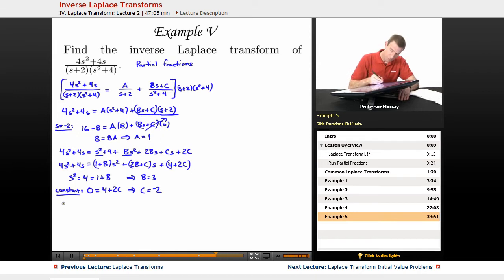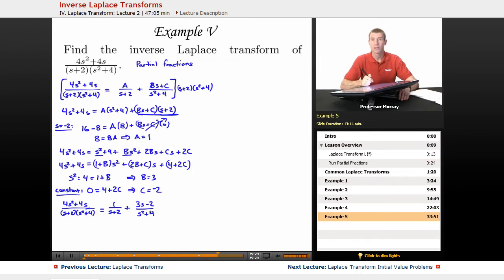And so I can complete my partial fraction expansion: 4s squared plus 4s over s plus 2 times s squared plus 4 is equal to, it was a over s plus 2, that's reading up here, and my a was 1, so 1 over s plus 2, plus bs plus c, reading here. My b is 3, so 3s minus 2, c is negative 2, and I've got an s squared plus 4 here.